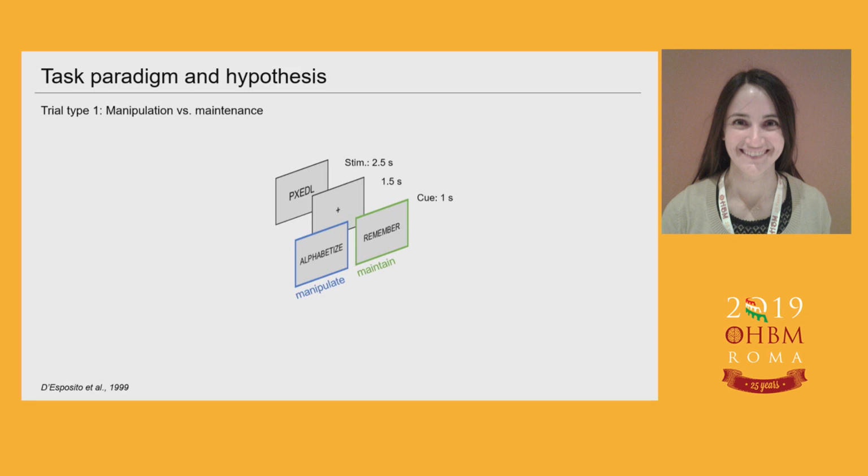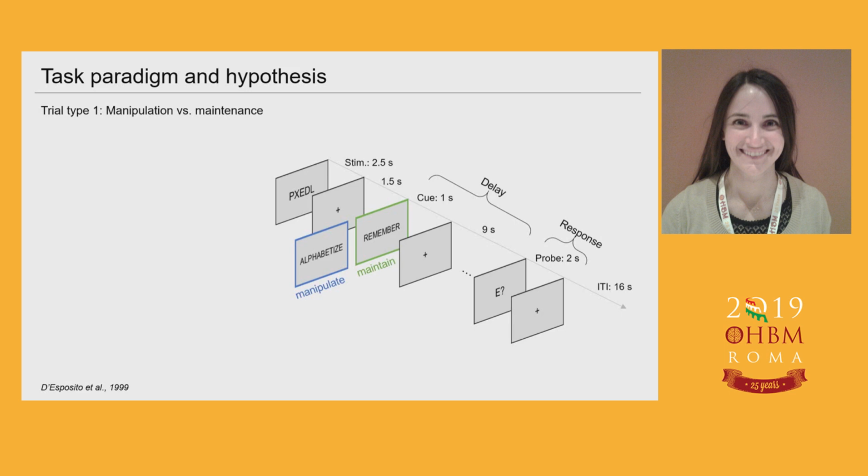And they did this over the course of a delay period, and then a probe letter came on the screen, so they had to make a button press response to indicate the serial order that that letter would appear in either the alphabetized or the original sequence. And that's the response phase. So again, this trial type is aimed at dissociating manipulation from maintenance, specifically during the delay.